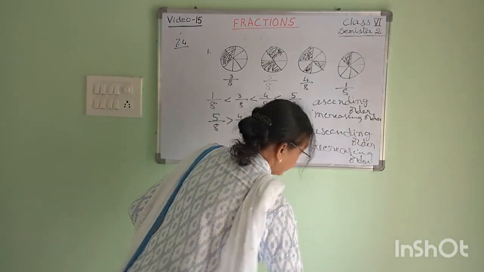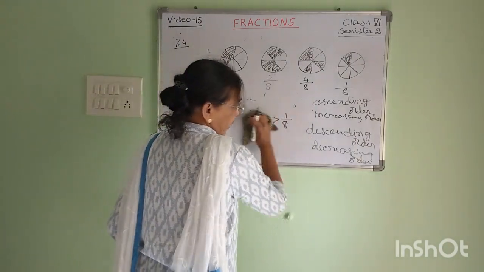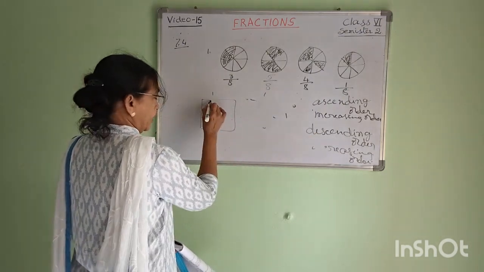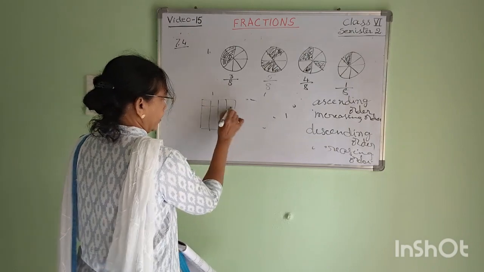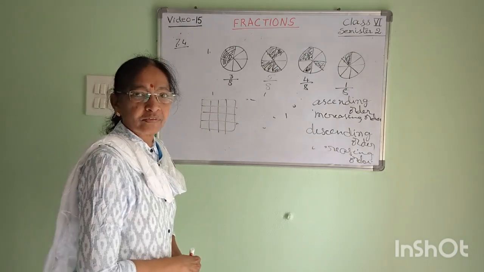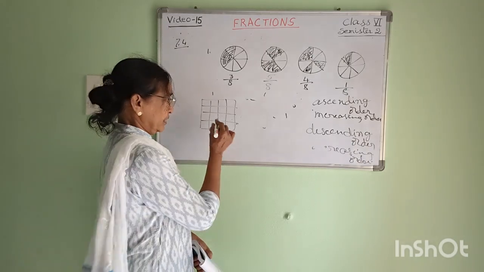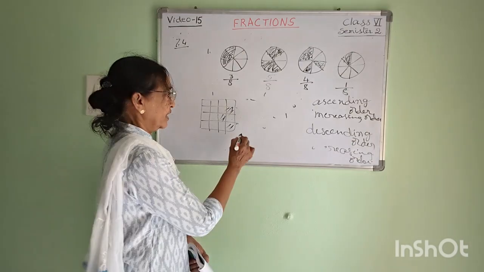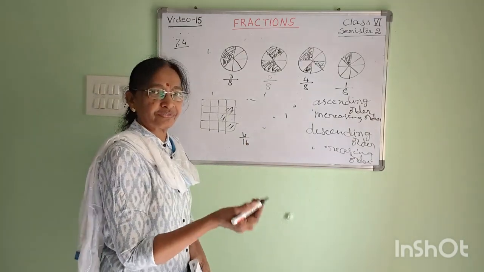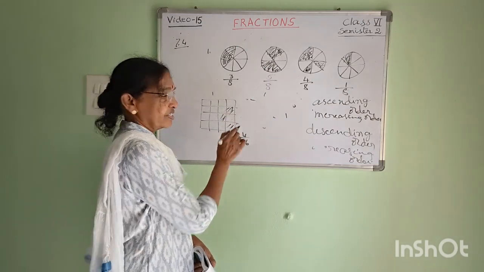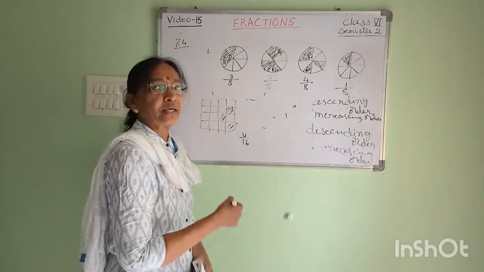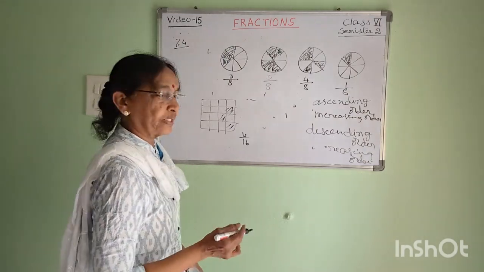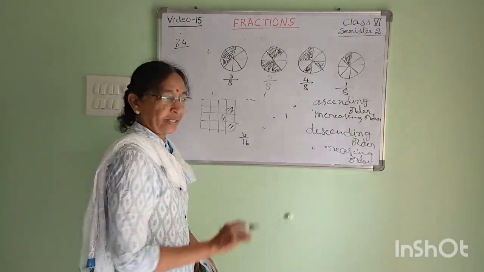Same, nothing different, but they gave squares. They gave 4 squares and made each into 16 equal parts like that, and different numbers of these smaller parts are shaded. In one square 4 are shaded, then 4 by 16. If 5 small squares are shaded, the fraction is 5 by 16. If 7 parts are shaded, the fraction is 7 by 16. Like that you can easily write and compare.